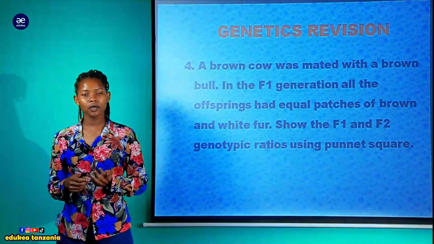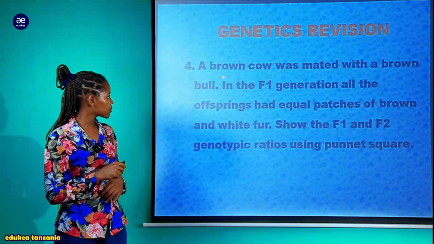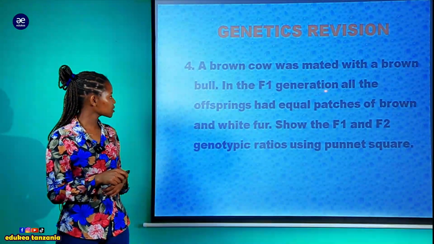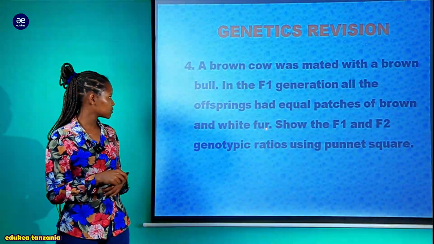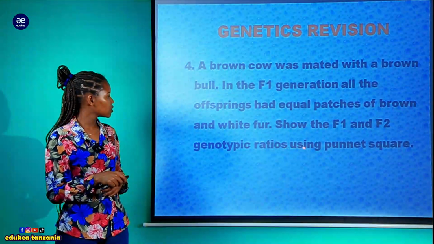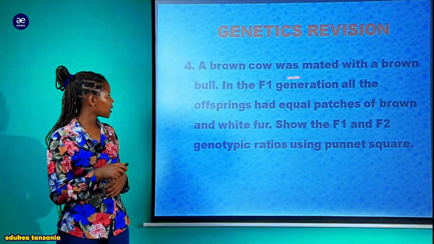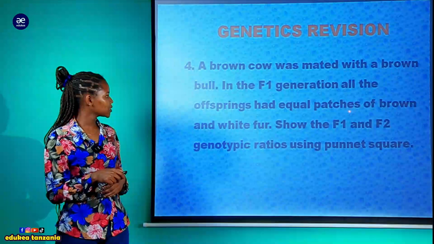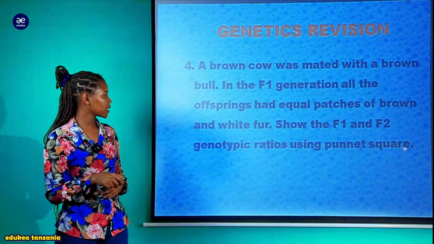My dear students, now it's time to solve our question. The question states that a brown cow was mated with a brown bull. In the F1 generation, all the offspring had equal patches of brown and white fur. Show the F1 and F2 genotypic ratios using a Punnett square.